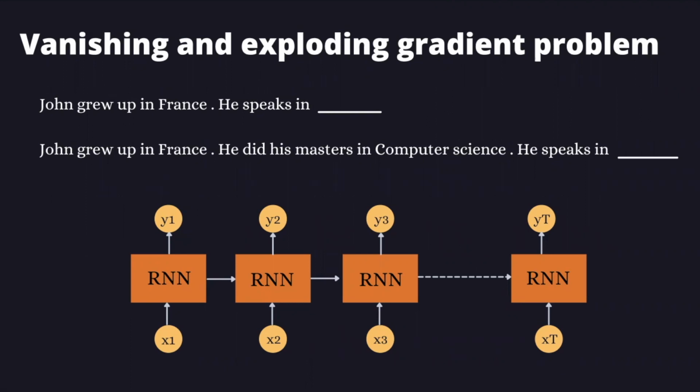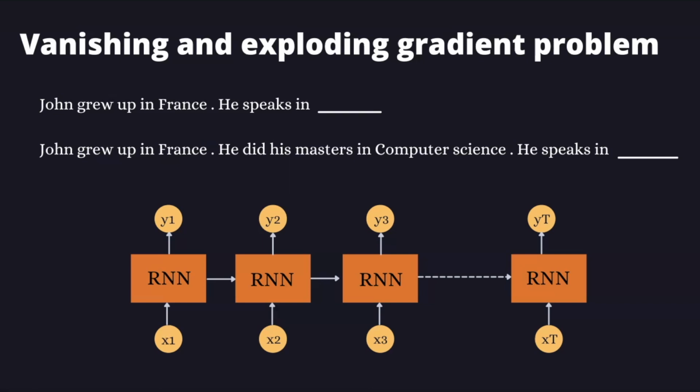Why? Because during backpropagation, the gradient vanishes. In the first case, the word French is closer to its context, France, but in the second case, the context is very far. So RNN failed to predict French in the second case because of the vanishing gradient problem. The exploding gradient problem arises when the gradient becomes too large, blows up, and crashes our model.